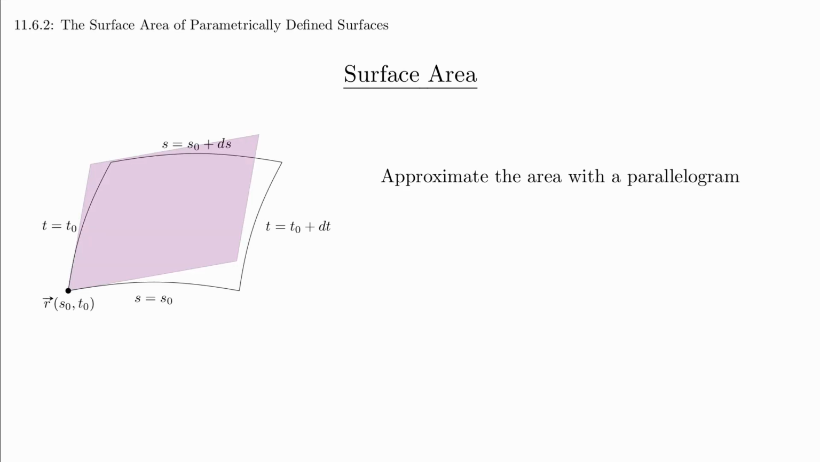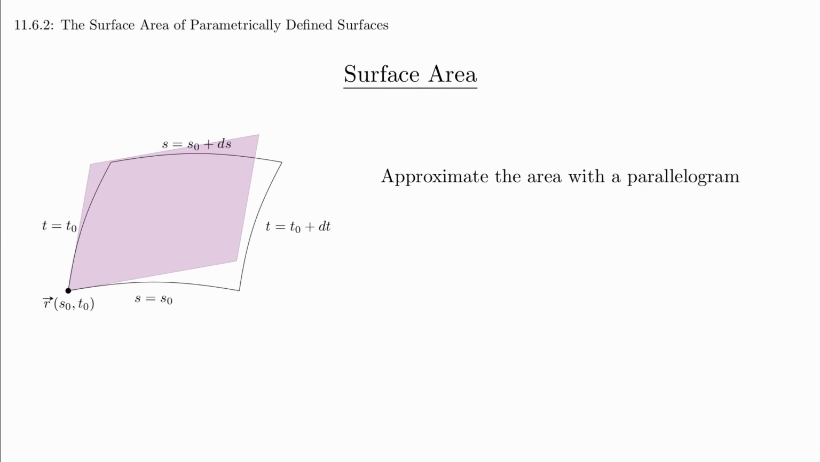So now we come down to the real meat of the problem. How do we calculate the area of one of these rectangles? Let's pick some ordered pair (s0, t0) and imagine drawing a rectangle where we change the parameters by ds and dt. This rectangle is formed by the curves where s and t are constant, and we know that the sides can be labeled by these equations. This region can be roughly approximated by a parallelogram.